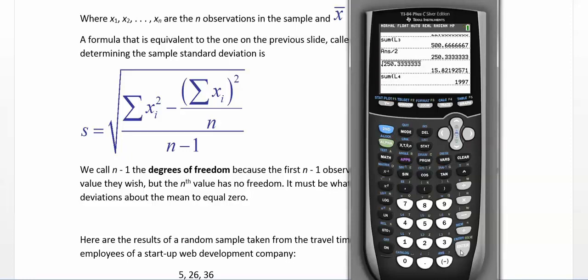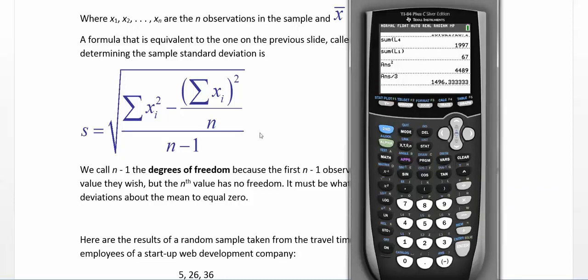Then I want list 1. I want to sum list 1, and I want to square it. So let me get the sum here. And I want to take that number and square it. And then I want to divide that by n. So I actually do want to divide that by 3.